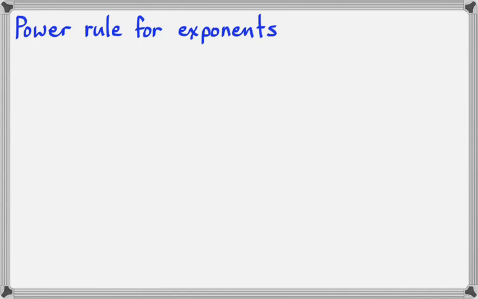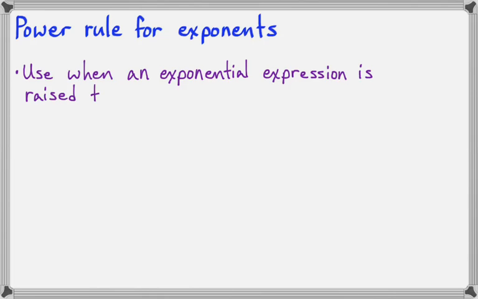In this lesson, we'll look at how to use the power rule for exponents. We just learned in the previous lesson how to use the product rule for exponents, and now this is the power rule. The power rule is what you use when you have an exponential expression that's raised to a power, like this. This says 9 squared raised to the 4th power, or 9 to the 2nd to the 4th.